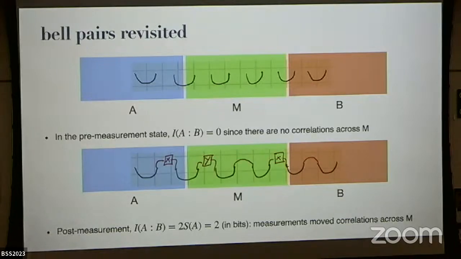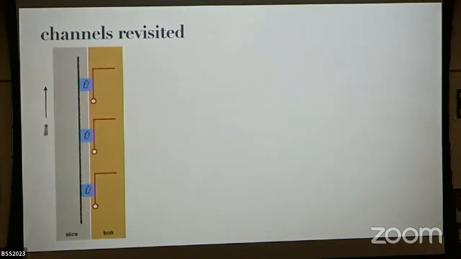You can't increase bipartite entanglement, but you can move entanglement from short range to long range by performing measurements. Okay, and so it would be kind of interesting to have a more satisfying mathematical handle on this.